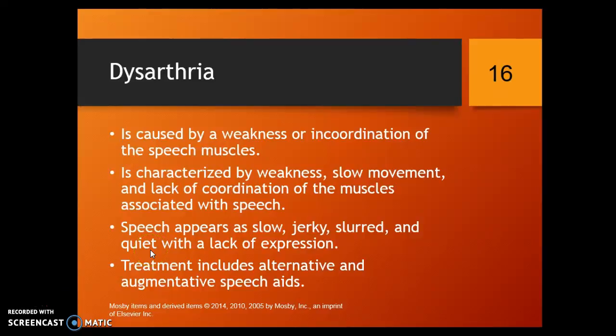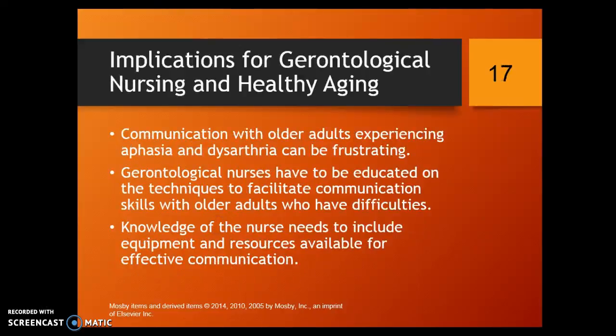Okay, dysarthria. This is caused by a weakness or incoordination of the speech muscles. It is characterized by weakness, slow movement, and lack of coordination of the muscles associated with speech. The speech will appear slow, jerky, slurred, and quiet with a lack of expression. And treatment includes alternative augmentative speech aids. So, you know, basically just know these the way that I'm teaching them here with you.